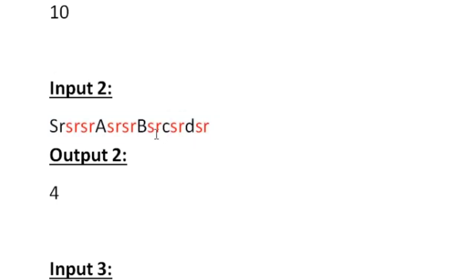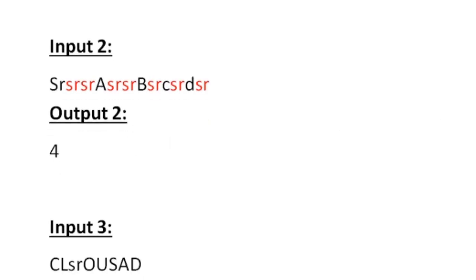So in this case we have 5 substrings with SR in it, and the length of the longest substring is 4. So we are printing 4 as our output. Now let us see our sample input 3. Here there is only one substring which has SR in it. So the length of it would be our output. Hence we are printing 2 as our output.